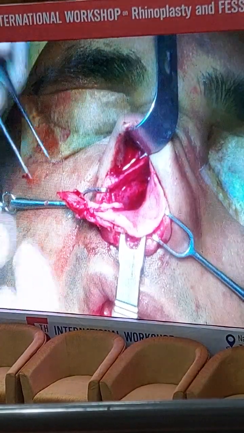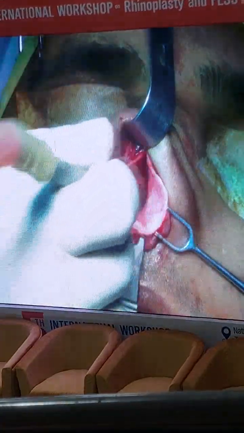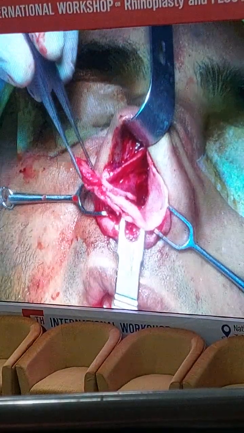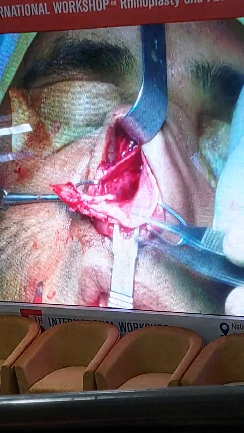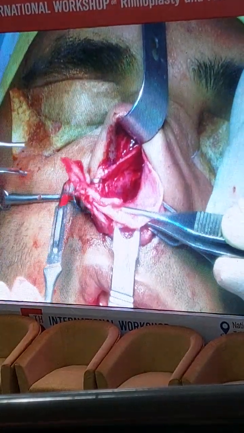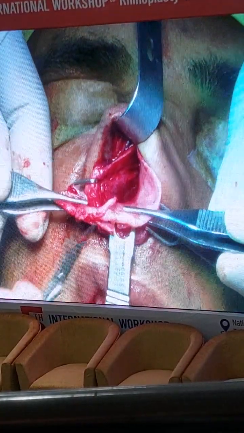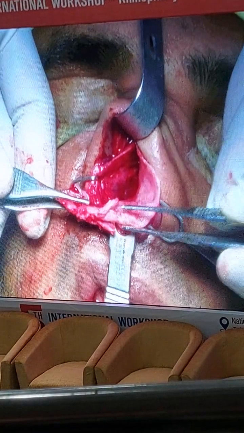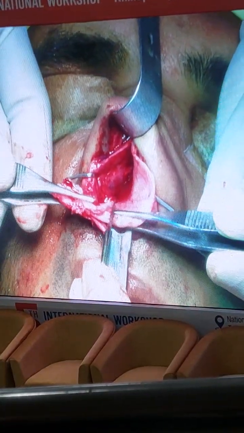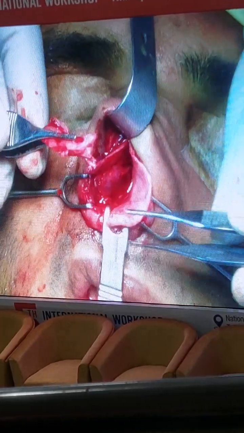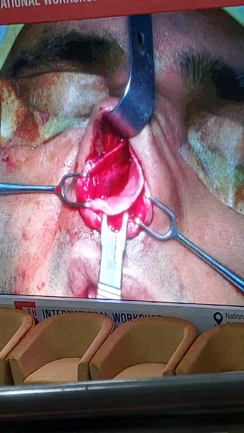15 number blade. Hold this septum. And this is the crest of the maxilla. Okay. So now everyone can see how the septum moves. Yes. So we cut this extra part. Now we just reposition it.